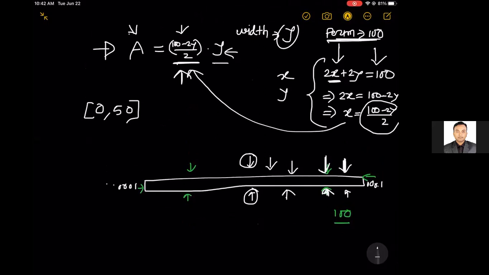The next question is, as the question said when we started, we need to find the maximum area, right?